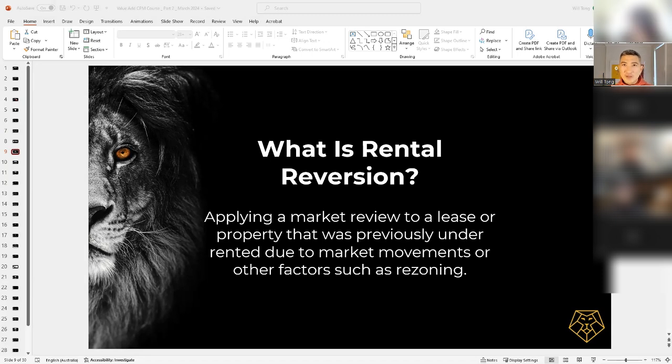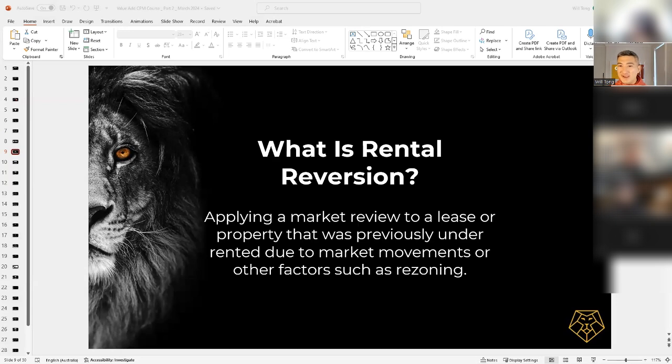So what we want to do as an investor is identify these properties with tenants that are currently paying under market rent. And there's a lot of reasons why that would happen. COVID is a really good example. People who signed at least 5 years ago, maybe they're paying $100 a square meter. Now the market's at $180 per square meter. That's a really good uplift potential.